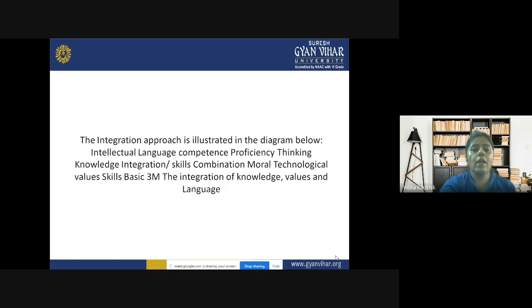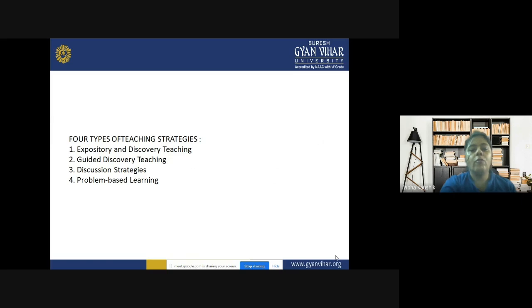The integration approach is illustrated in the diagram below: intellectual level, language competence, professional thinking, knowledge integration, skill combination, and moral and technological value skills, the integration of knowledge, value, and language. Four types of teaching strategies: exploratory and discovery teaching, group discovery teaching, discussion strategies, and problem-based learning.